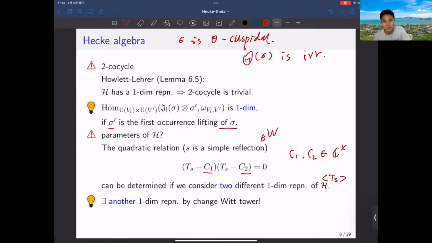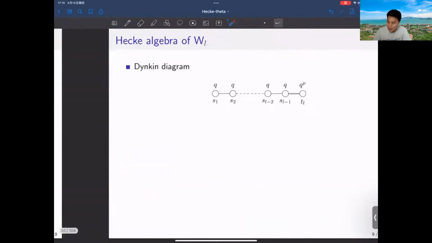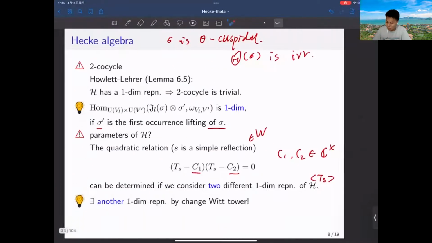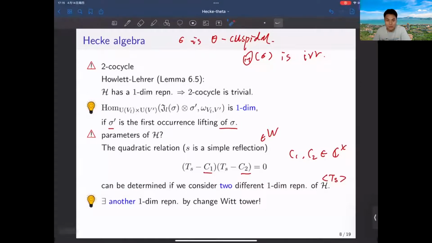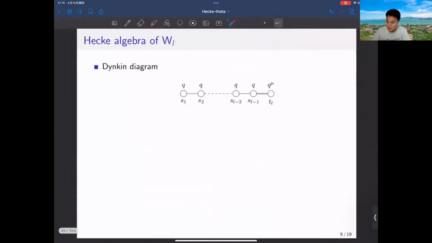So in our case, we actually have another 1-dimensional representation, which comes from changing the Witt tower. Recall that in the conservation relation, we have 2 different Witt towers, and so we will do this computation to see how we normalize the parameter.